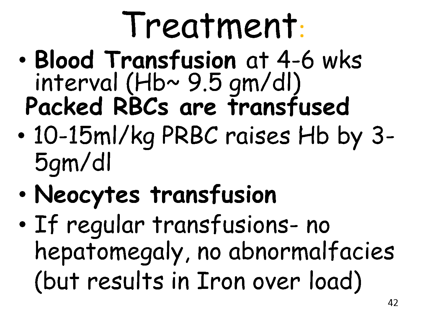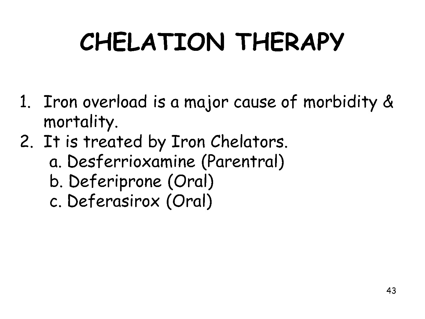With regular transfusion, there will be no hepatomegaly and no abnormal facies, but it results in iron overload. Iron overload is a major cause of morbidity and mortality in thalassemia, so it can be treated by different iron chelators. These are desferoxamine, a parenteral chelator, and deferiprone and deferasirox, both oral iron chelators.